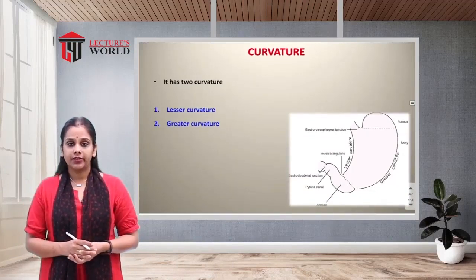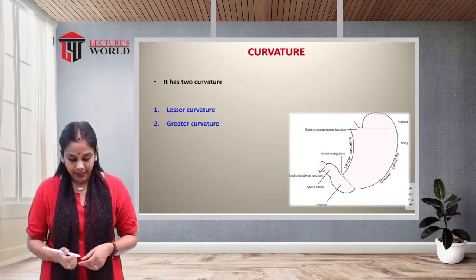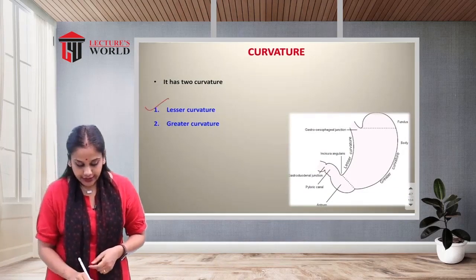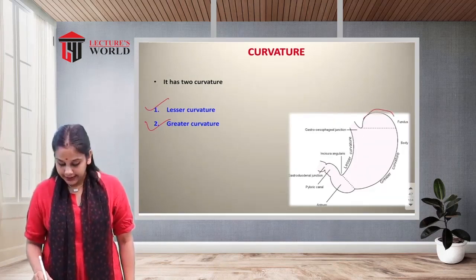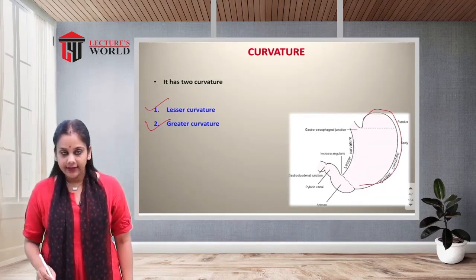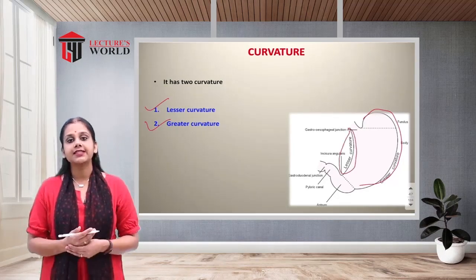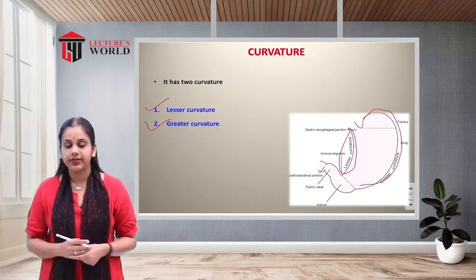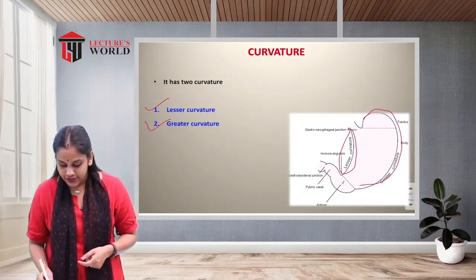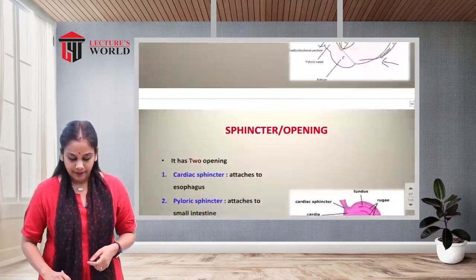Now we will see the curvature of the stomach. There are 2 curvatures, the lesser curvature and the greater curvature. The greater curvature has a greater area, and the lesser curvature has a lesser area. You can see in the figure, this is the lesser curvature, and this is the greater curvature.